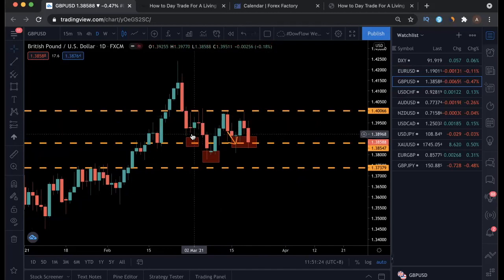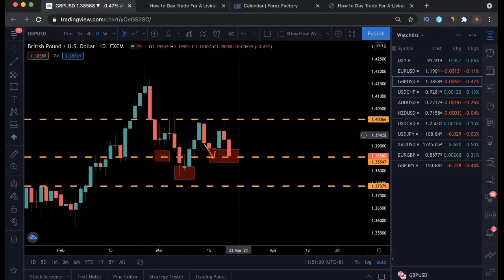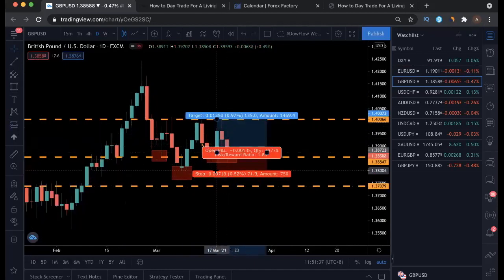More importantly, we have this inverted head and shoulders pattern, the left shoulder, head, right shoulder. So this is a very strong level. And in fact, last week I recommended taking a trade something like this, close to here, and taking profit something like this.